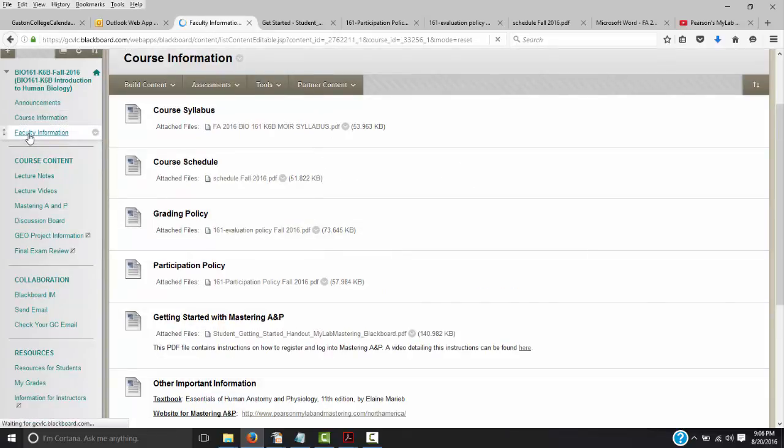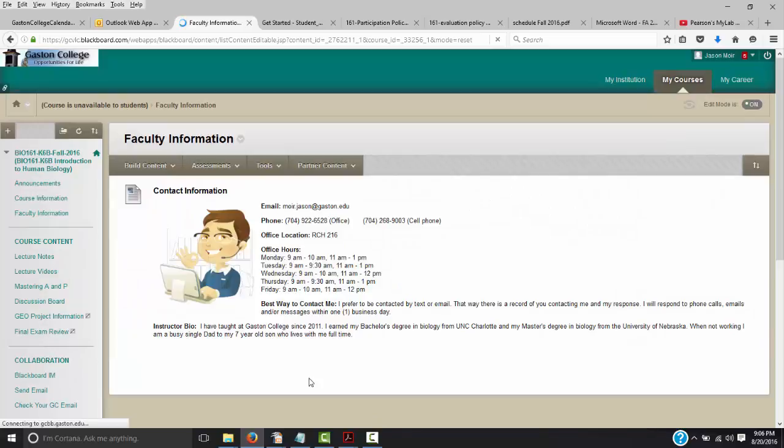Faculty information. This is info that you can take right from the syllabus. These are ways to contact me. My email, phone numbers, office number, office hours, and the ways I prefer to be contacted, either through text or email. And a little bit of a background about me here, if you'd like to read that.